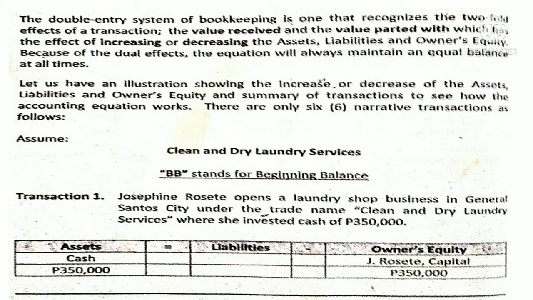So for transaction 1, Josephine Receipt opens a laundry shop business in General Santos City under the trade name Clean and Dry Laundry Services, where she invested cash of 350,000 pesos. So si Josephine, nag-invest siya. So ang iyang 350,000 pesos, nahimo siyang cash, nahimong asset sa business. Then ang sa iyang owner's equity nga mao ang iyang capital, no? So ang iyang claim sa business is 350,000 pesos, which is her initial investment.